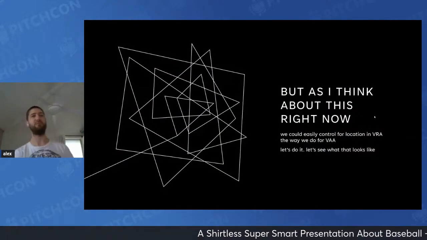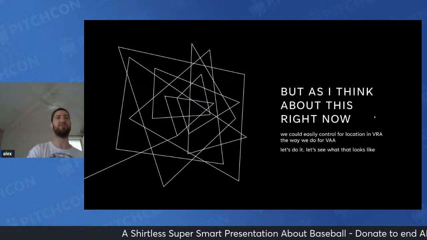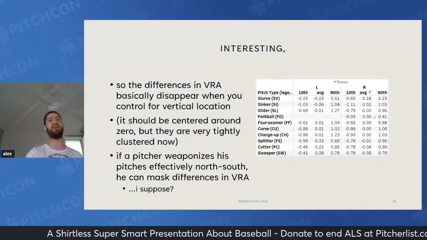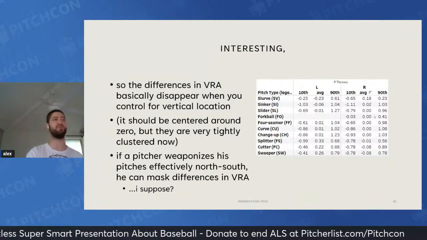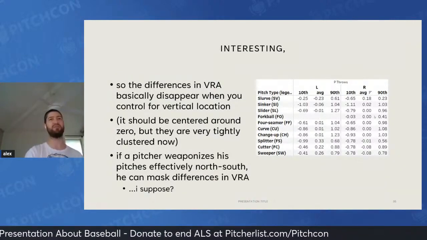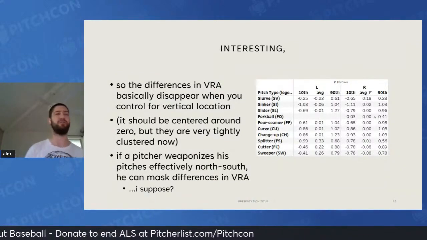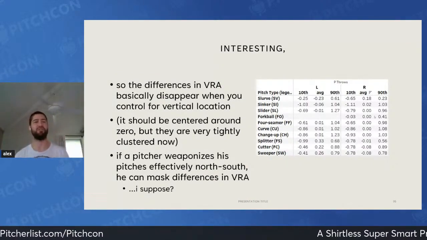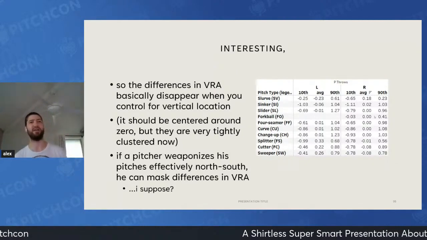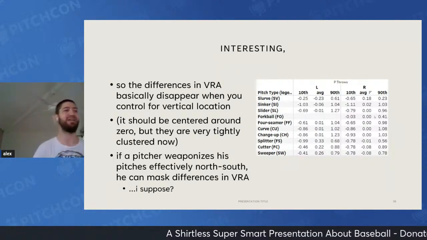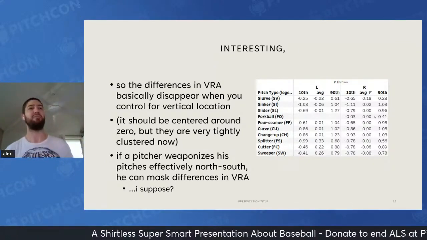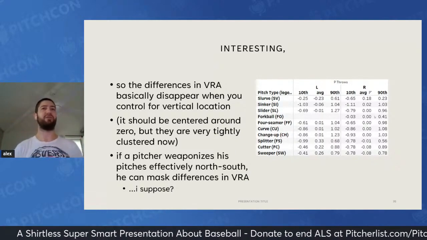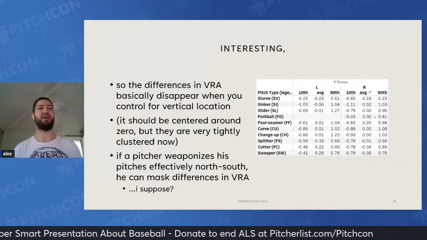But as I think about this right now, maybe we could easily control for location. So let's do that. And I did that last night and I was like, well, it's just zeros. Maybe there's something there. I mean, it's supposed to be centered around 0, that's kind of the point. Just looking at this as it stands, I didn't really learn a lot. I need to plot it, I think. And maybe fool around with it a little bit more to figure out if there's anything there.